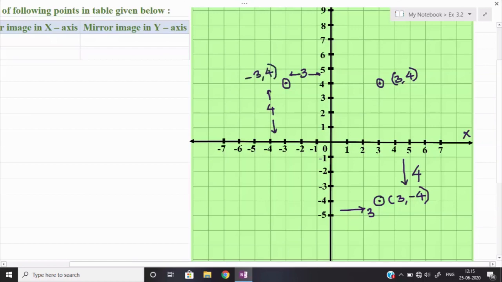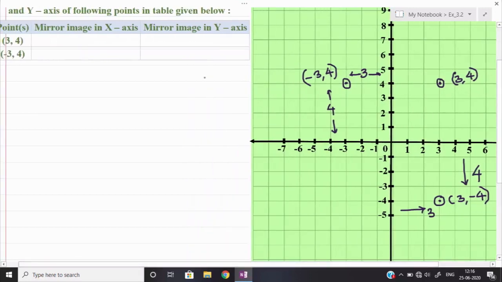So this will be the mirror image of the point 3 comma 4 in the y-axis, while 3 comma minus 4 will be the image in the x-axis. So now we shall mention over here, first of all, 3 comma minus 4 will be the point in the x-axis, and minus 3 comma 4 will be the image of the given point in the y-axis.